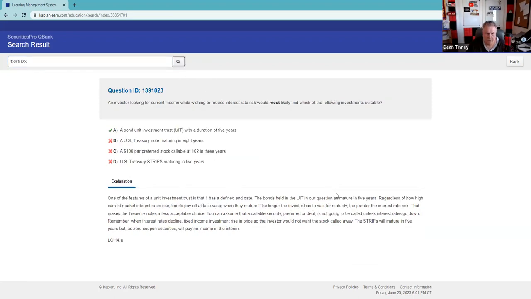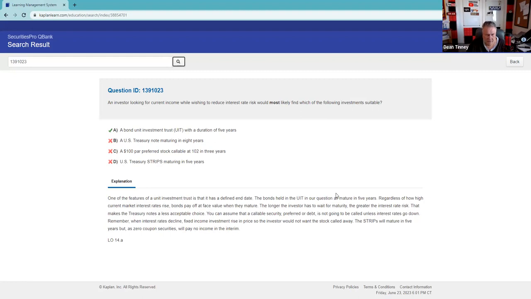1391023. An investor looking for current income while wishing to reduce interest rate risk would most likely find which of the following investments suitable. So let's look for some key words here. Okay, well, first thing is it says interest rate risk.